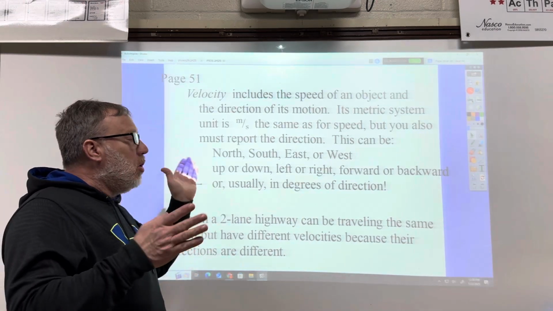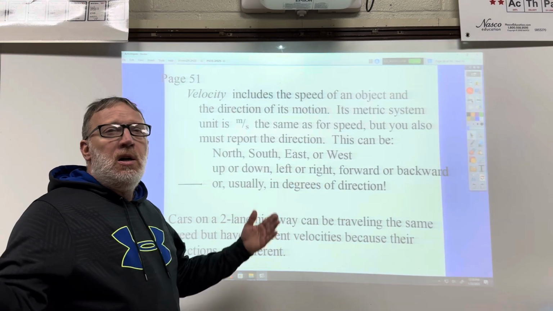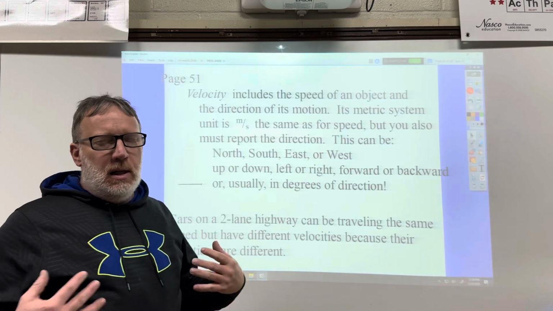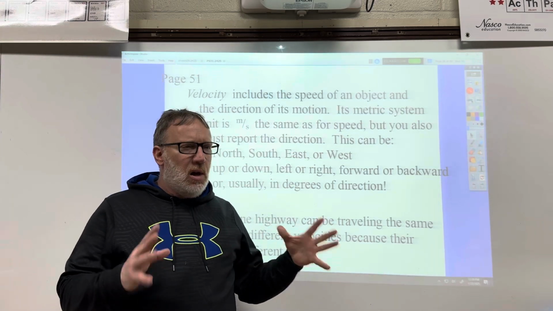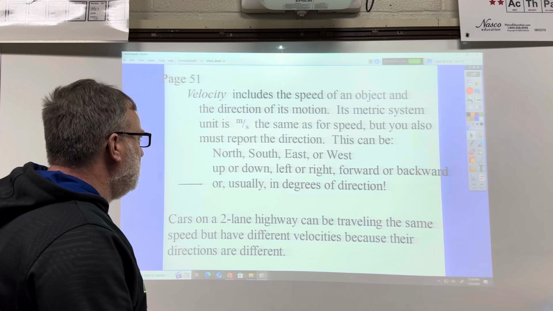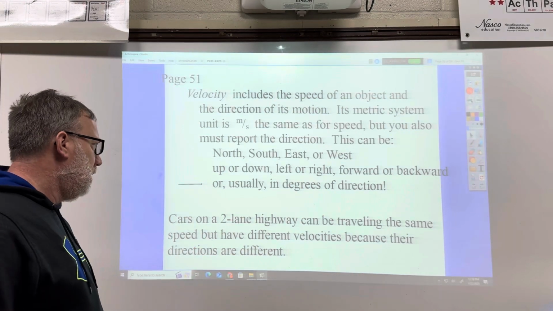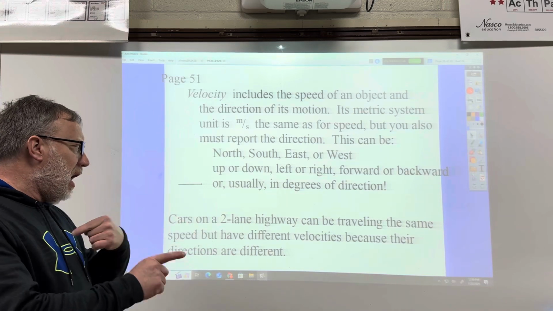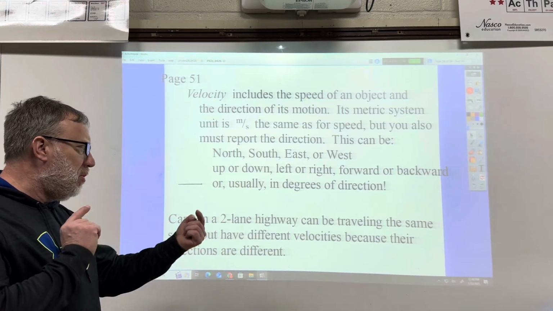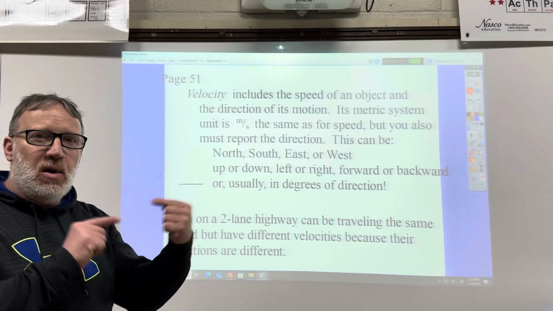The direction could be north, south, east, west. The direction could be degrees. In this class, we're not going to worry about the directions a lot. In physics, it's a huge deal. It could be left or right, forward, backward. So cars on a 2-lane highway, for example, can be going the same speed but have different velocities because their directions are opposite.